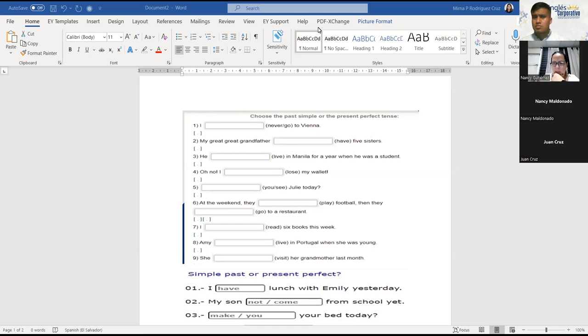My great grandfather has five sisters. It only had in the past. My great great grandfather has five sisters. No. Pay attention there. Something is missing there. You're using the auxiliary, but the have to five sisters, has had. Has five sisters. Okay, teacher, thank you.